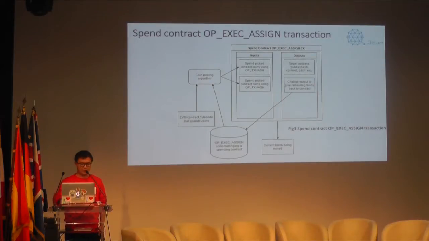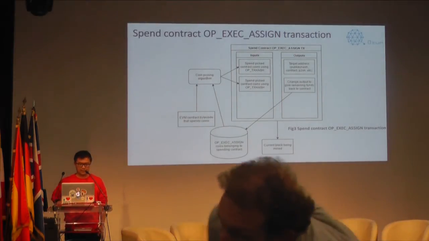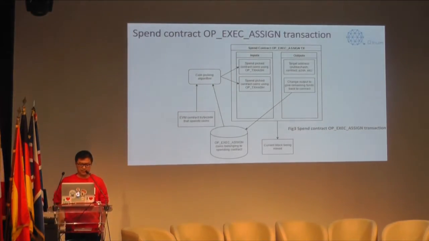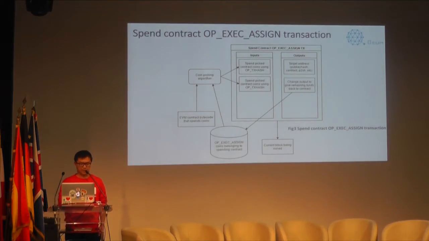Firstly, you use a coin picking algorithm to choose the UTXO, and then you have the output to send to the target address, the contract. Then you can use the OP_EXECUTE_ASSIGN to do the coin assignment belonging to the spending contract.